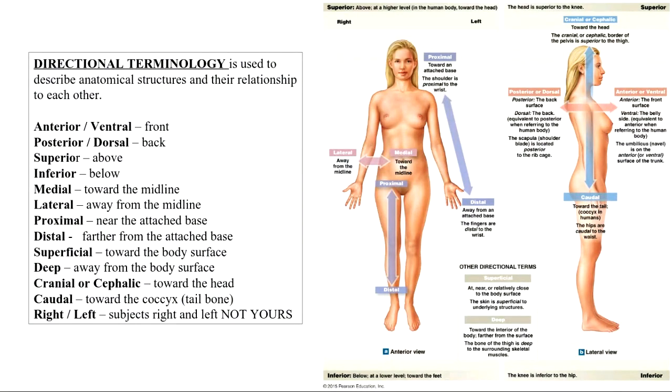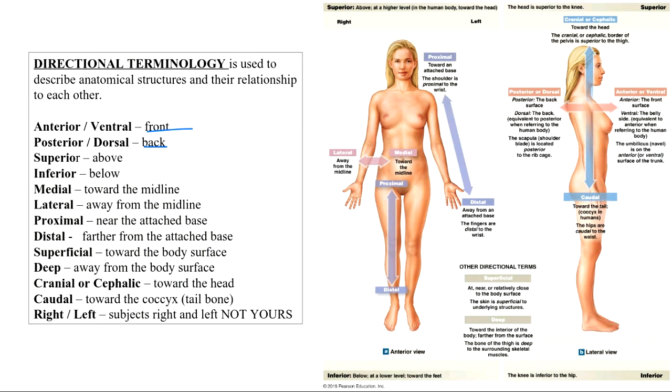So for instance, as you can see on directional terminology, the anatomical term for referencing the front of the body would be anterior or ventral, either one. And the anatomical term for the back, of course, is posterior. I'm sure most of you are familiar with that, but dorsal may be a term you're not quite as familiar with.